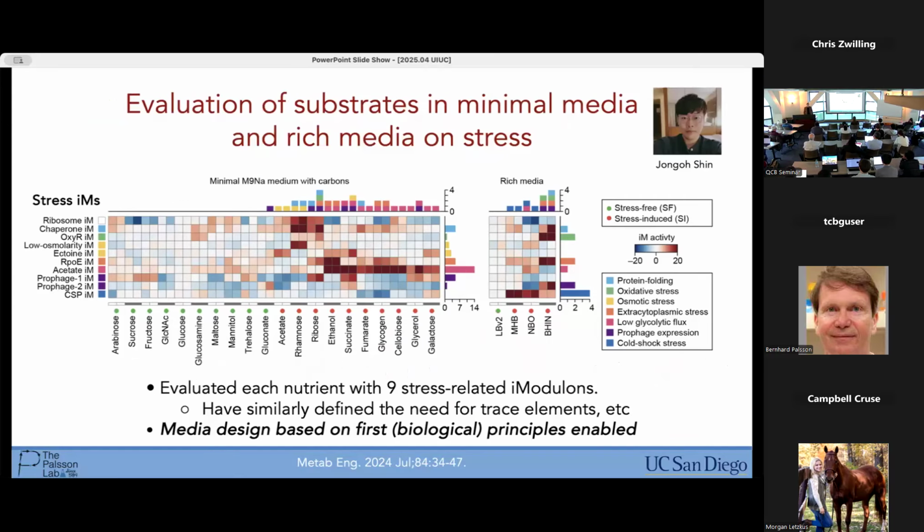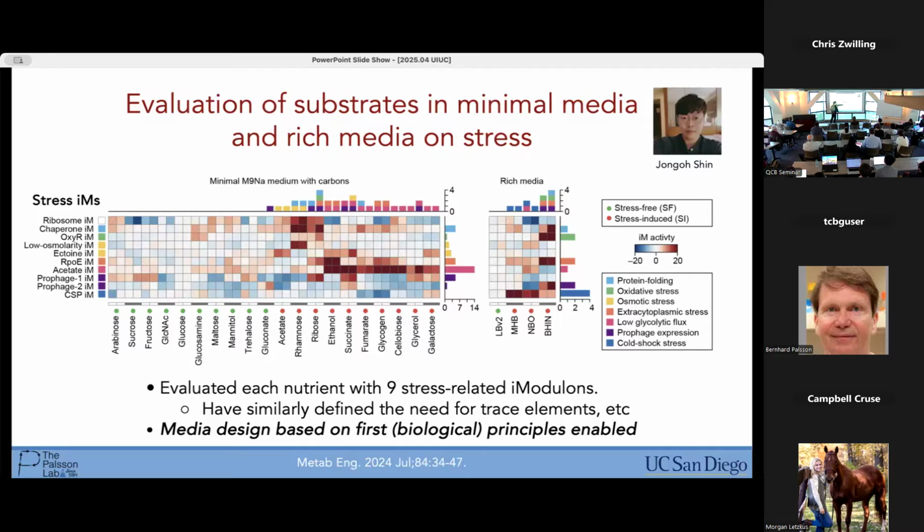I can do the same thing with stresses. So here I have a bunch of stress iModulons: misfolding, ROS, osmolarity, membrane stress, and so forth. CSP, the cold shock protein response, is shown there. So the phages are activated, the prophages in the genome. A bunch of substrates again. These are green, so they don't do much. So you see the color bar over there is high. Red is upregulated, blue is downregulated. So these are mostly pale colors here.